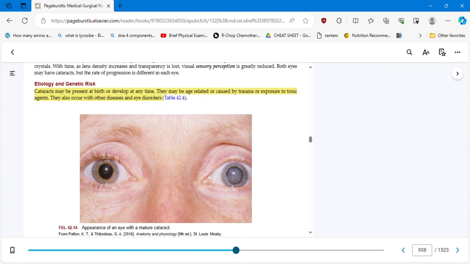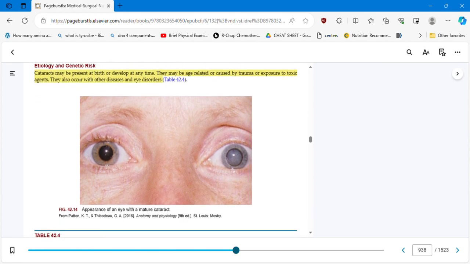The etiology: cataracts might be present at birth or develop at any time. They may be age-related or caused by trauma or exposure to toxic agents. They also occur with other diseases and eye disorders. Trauma or exposure to toxic agents. Okay? Toxic agents. Think about the people that were working on the World Trade Center.